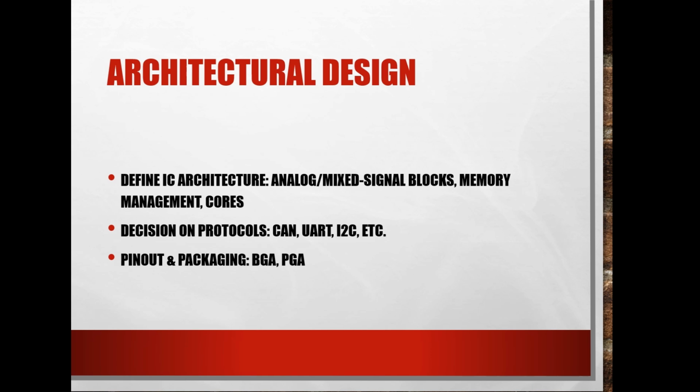So basically you would be defining the architecture of your IC, be it analog or mixed signal blocks, memory blocks, cores. So that you need to define at this stage. At the same time, you will be taking some decisions on what protocols I can use, how many pins there are in the pinout, packaging and everything. These things are decided in this architectural design part. So at the architecture level, you are defining your IC. So this is the step that we have.